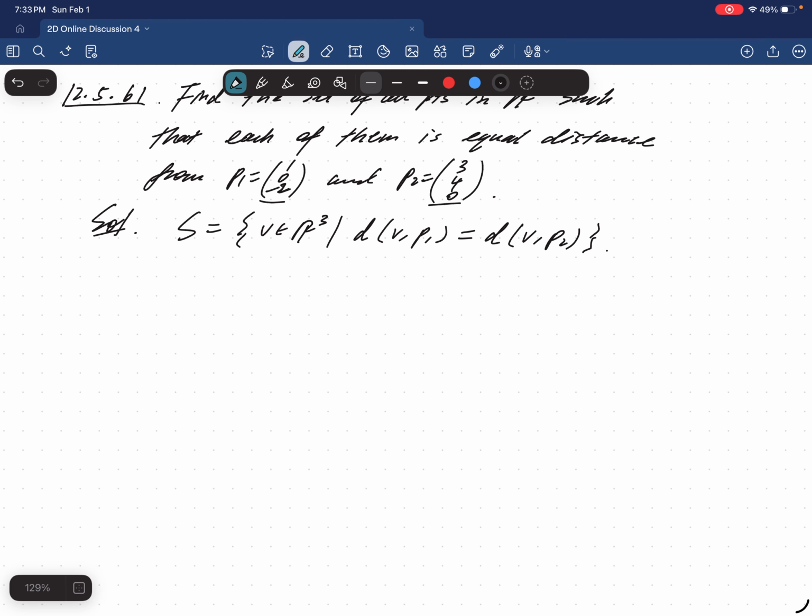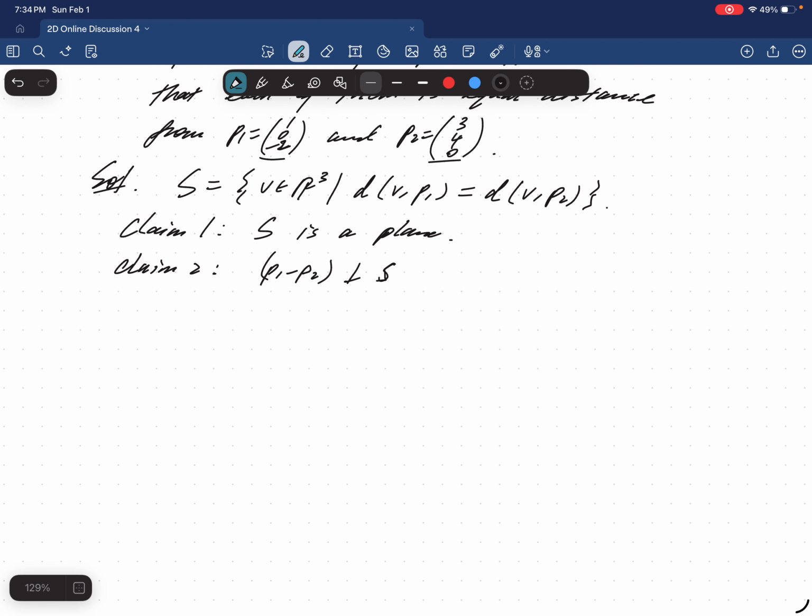And for the set S, I claim two things. Claim 1, S is a plane. Claim 2, P1 minus P2 is perpendicular to my plane S. Let's see why.